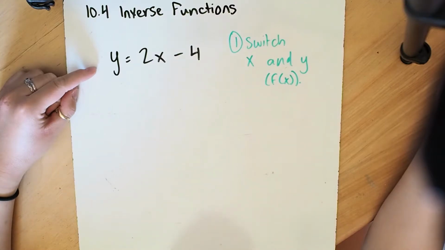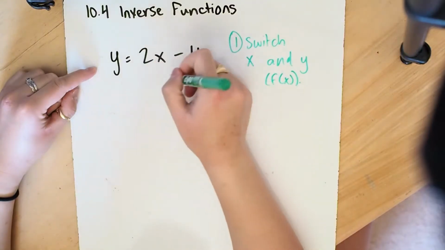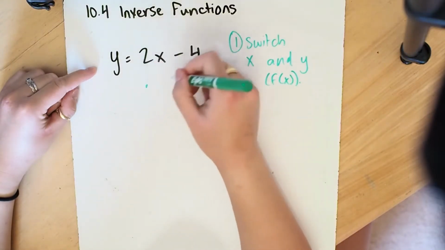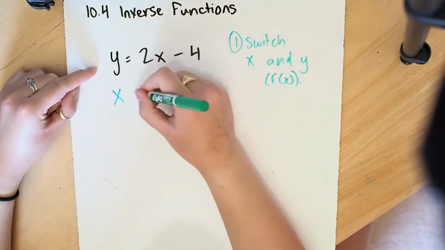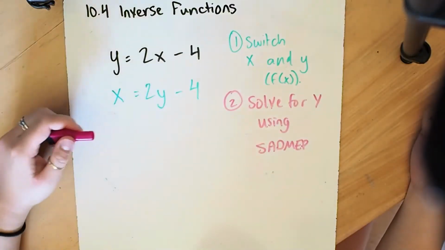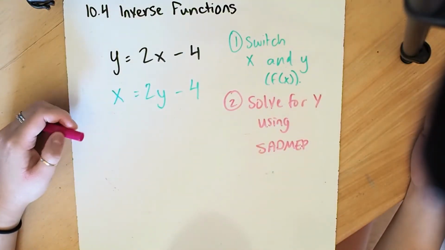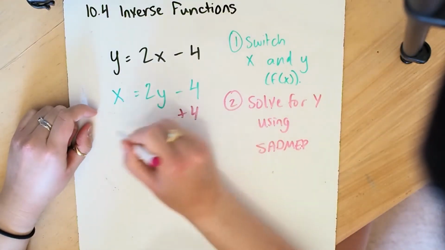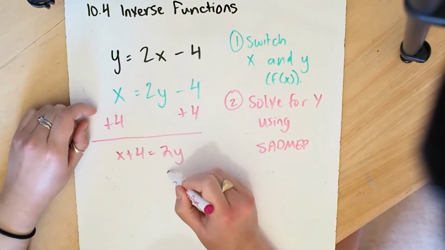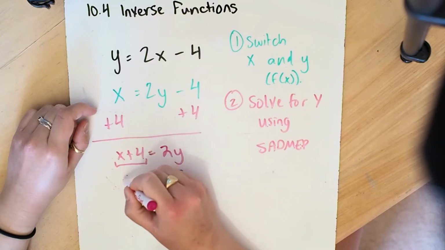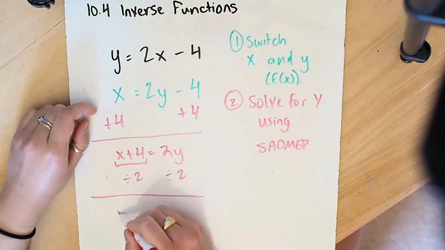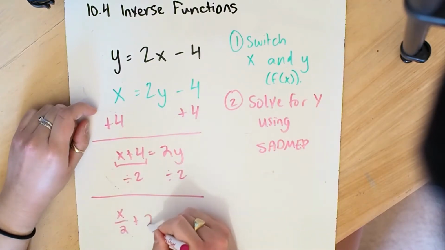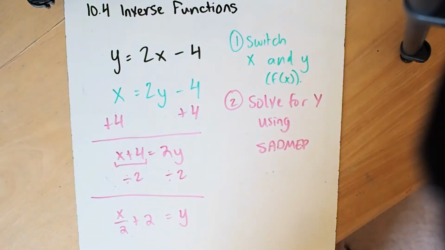The first step in finding the inverse function for this particular function is to take the x and the y and switch them. So instead of saying y equals 2x minus 4, I say x equals 2y minus 4. After I've done that, I need to solve for y using the properties of SADMAP. So to isolate y, I'm going to add 4 on both sides, and then I divide everything by 2. Remember that the entire side gets divided or multiplied, so I'll get x over 2 plus 2 is equal to y. These functions are inverses of each other.